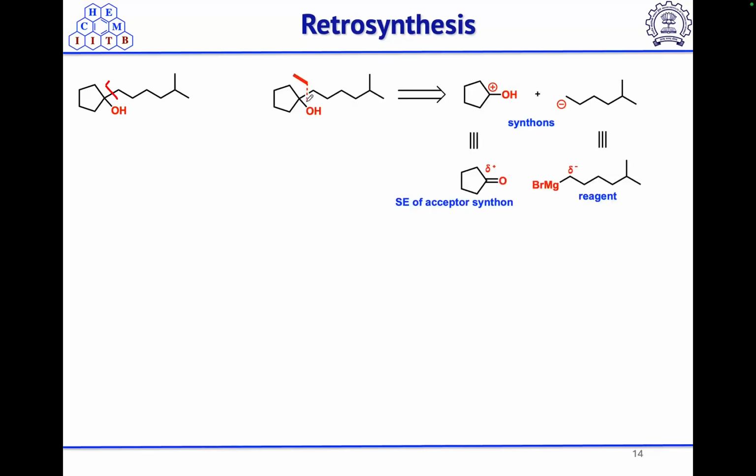So with this C-C disconnection approach, you will get this synthon, the positively charged alcohol. This is called the acceptor synthon, and this carbon bearing the negative charge is called the donor synthon. The acceptor synthon comes basically from cyclopentanone, because the carbonyl carbon has a delta positive charge, so you easily get the positive charge here. And this anion, a carbanion, you can easily get from a Grignard reagent. We use this Grignard reagent to get this conversion.